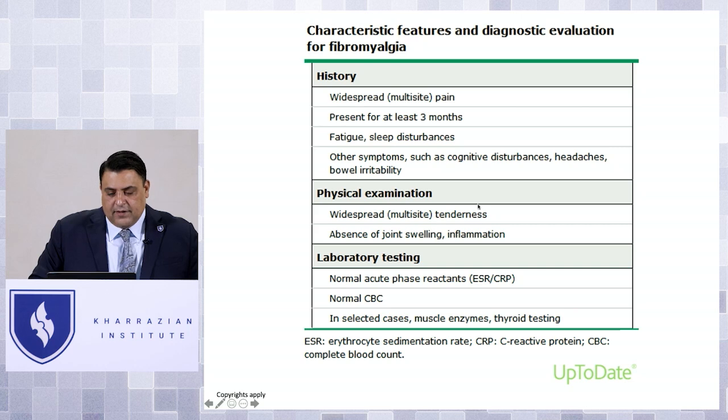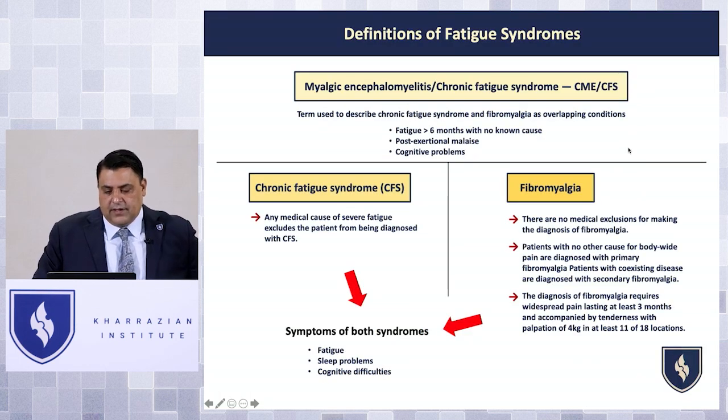Physical exam: widespread tenderness, absence of joint swelling or inflammation, so there's no underlying inflammatory joint autoimmune response or something. And then normal ESR, normal CBC, normal thyroid testing, and so forth. So those are the things there to diagnose fibromyalgia. It's not really due to a disease. And there's lots of overlap between fibromyalgia and chronic fatigue patterns.